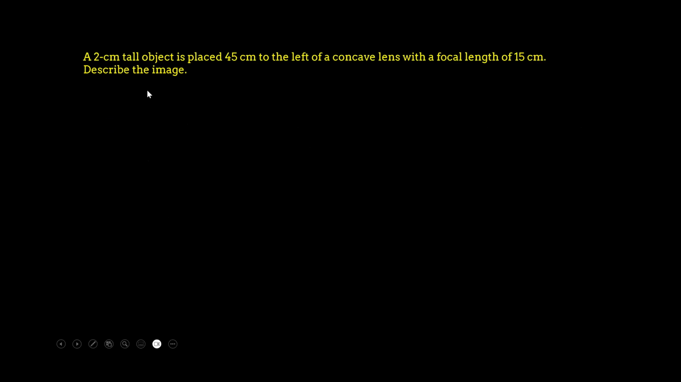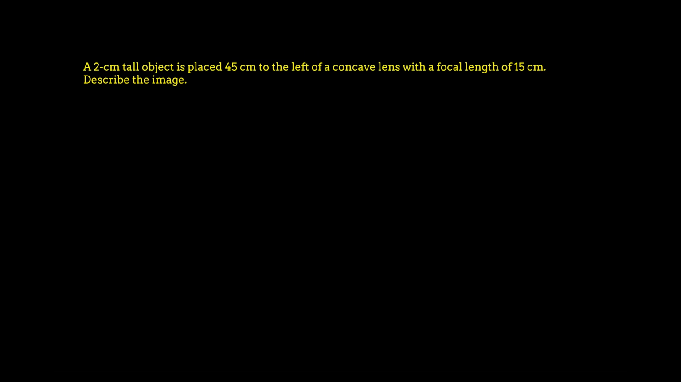So we have a 2 centimeter tall object placed 45 centimeters to the left of a concave lens with a focal length of 15 centimeters. Let's describe the image. Okay, so we're given the height of the object. So let's write down what we know.